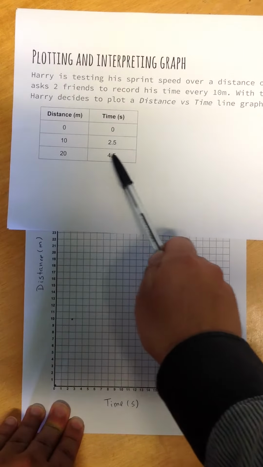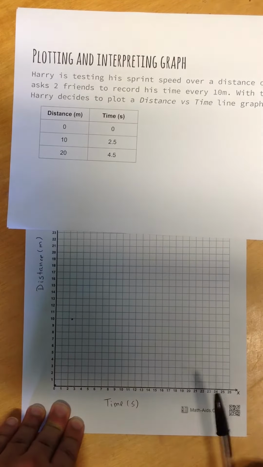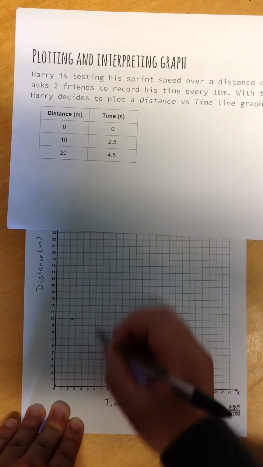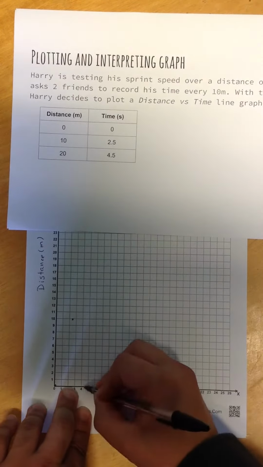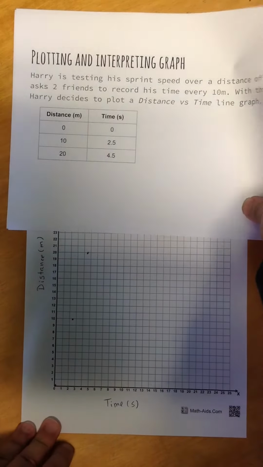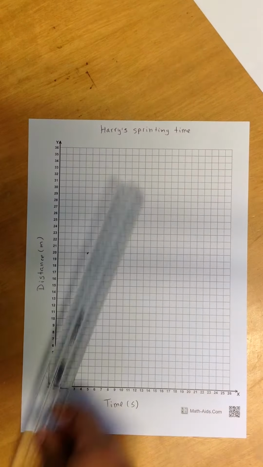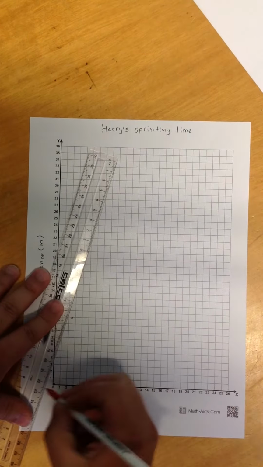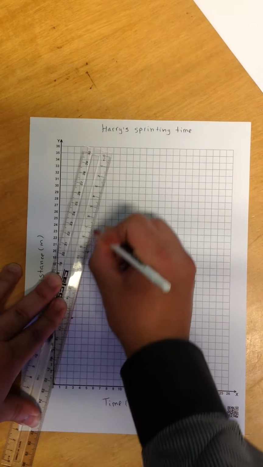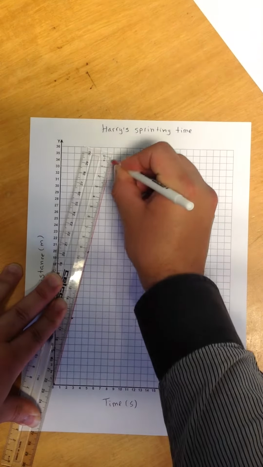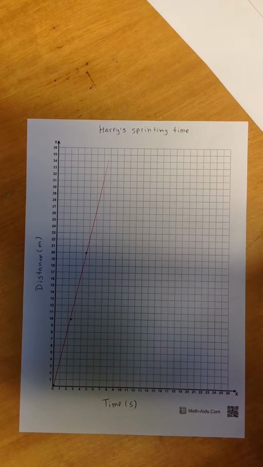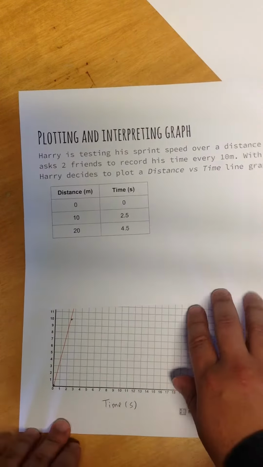And then at 4.5 seconds, he reached 20 meters. So 4.5 is between 4 and 5, so halfway. He was at 20 meters. This line here. There. And once again, take your ruler and a different color pen, and let's join the line. There we are. Excellent. So that's the graph that Harry should have drawn.